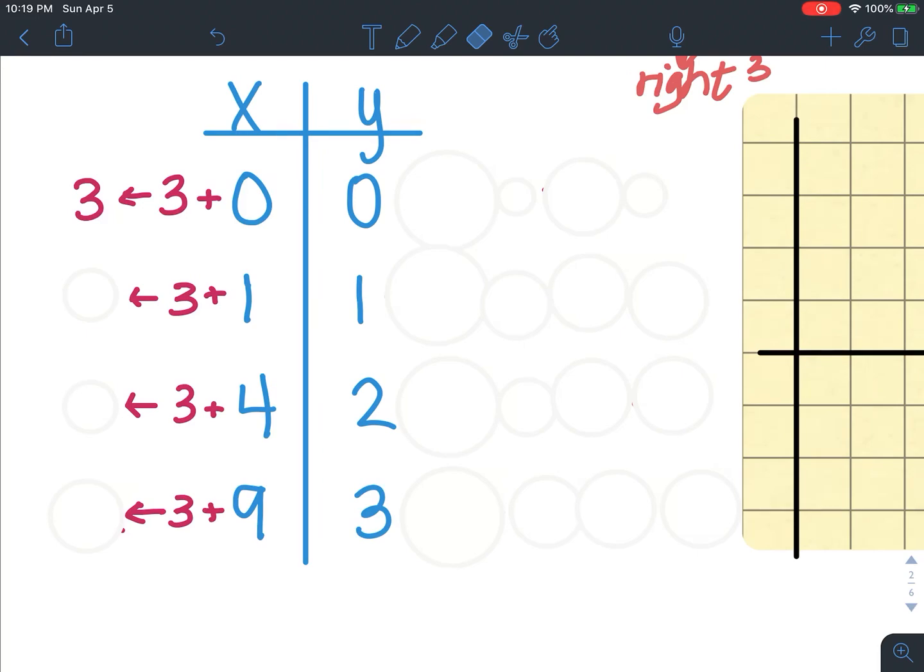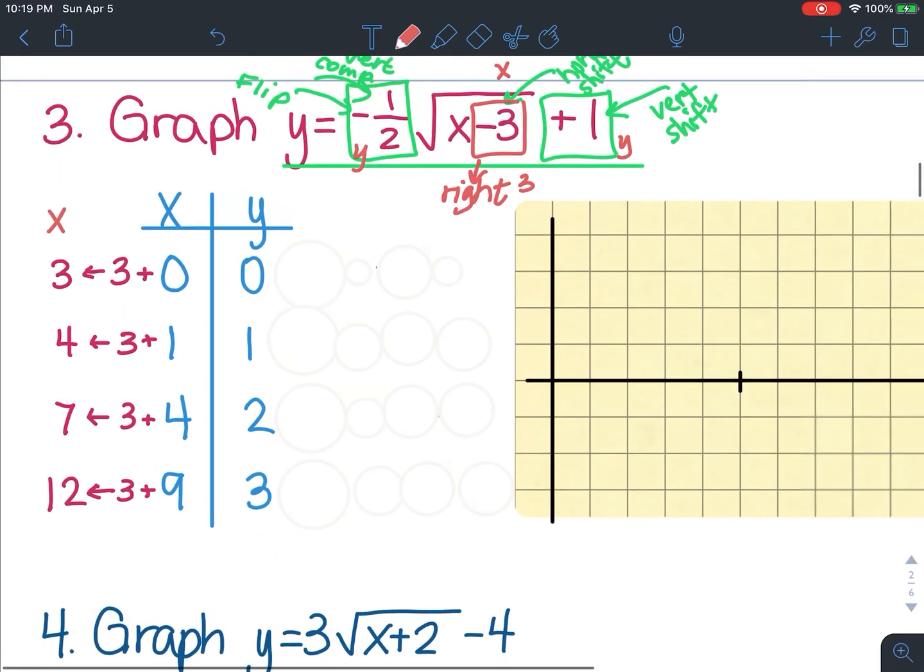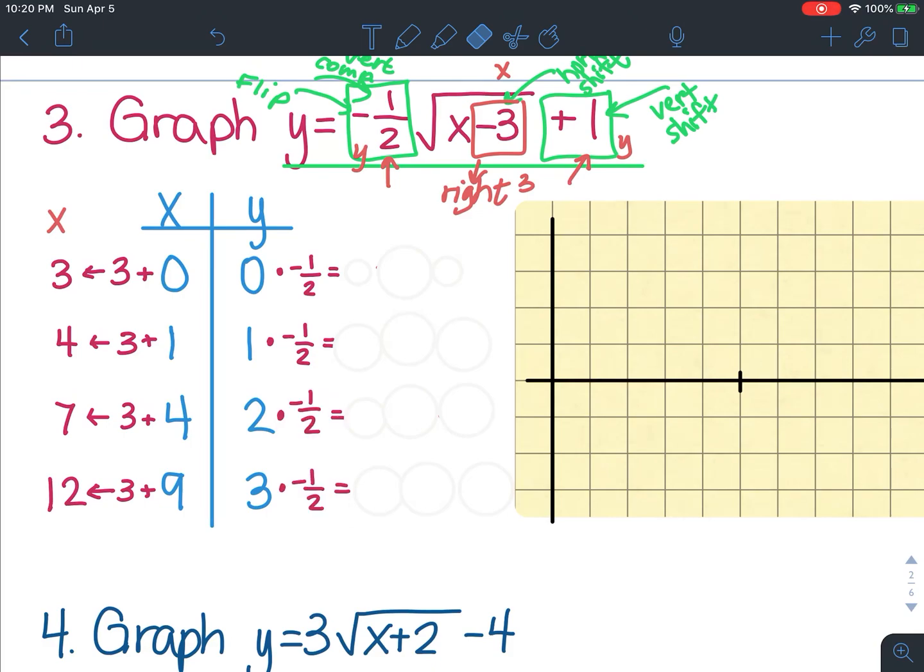So 0 plus 3 is 3, 1 plus 3 is 4, 4 plus 3 is 7, 9 plus 3 is 12. And so now this is my new set of x values. 2 things are happening to y, but you're just going to do it like order of operations. So this is a multiplier and this is addition. So of course you would multiply first. So the first thing we're going to do is multiply all of the y values by -1/2. And I'm just going to write those all down. So 0 times -1/2, 1 times -1/2, and so on.